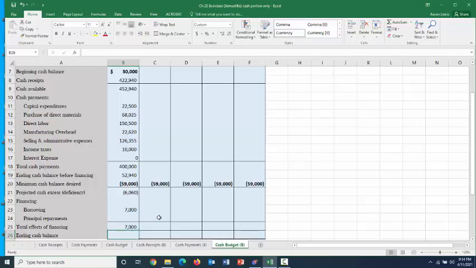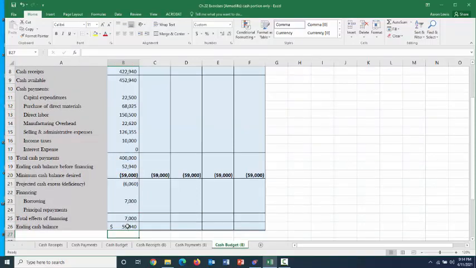And what will their ending cash balance be? Well, it'll be their ending cash before financing, plus or minus any cash related things that come in from financing. In this case, we're taking in another $7,000, our total effects of financing, which means their ending balance is expected to be $59,940 at the end of the first quarter. They are above their minimum cash balance desired now, but they owe $7,000 to this lending institution.